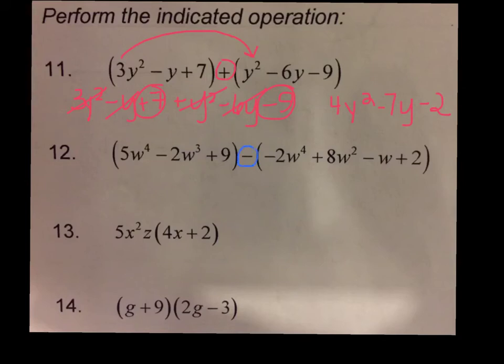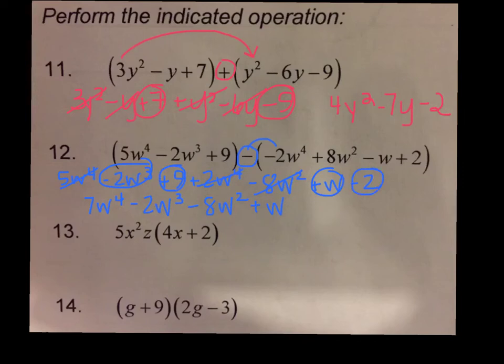Same thing here, I'm not multiplying, I'm subtracting, so I have 5w to the 4th minus 2w cubed plus 9. This subtraction distributes in and gives me plus 2w to the 4th minus 8w squared plus w minus 2. Combine like terms: I have 5w to the 4th and 2w to the 4th, so 7w to the 4th. This is my only cube, so minus 2w cubed. This is my only squared, so minus 8w squared. This is my only w. And then plus 9 minus 2 gives me plus 7.